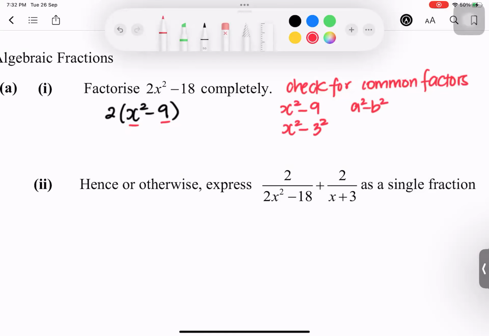Now, a lot of students will write a squared minus b squared as a minus b whole thing squared. This is not correct. a squared minus b squared is a plus b, a minus b. So it's of the pattern a plus b, a minus b. You will get 2 brackets, 1 plus, 1 minus, and x squared becomes x, then 9 becomes 3. So it's x plus 3, x minus 3.